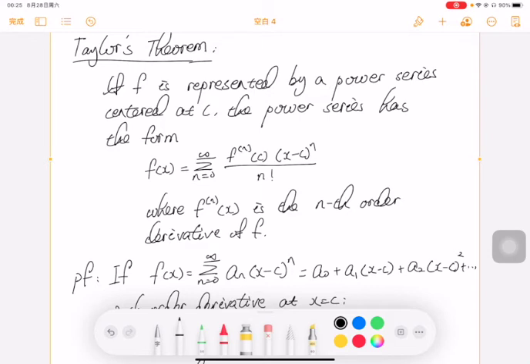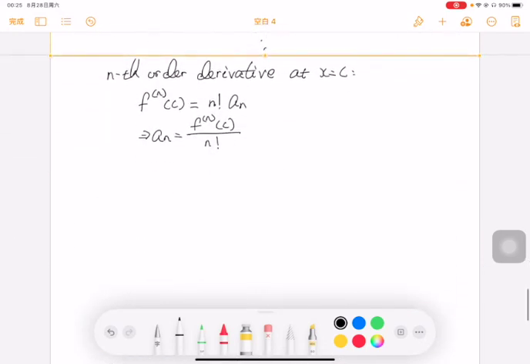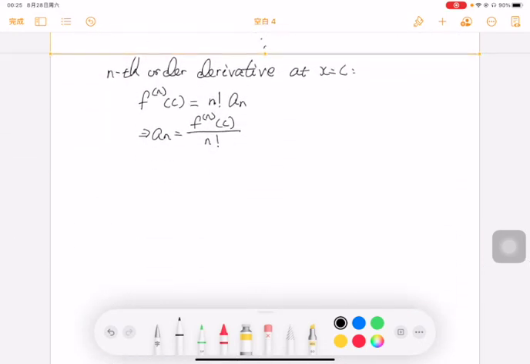Okay, so this tells you that for any function to have a power series representation, it has to be given by the derivatives of that function. Now, that is the definition of Taylor series.